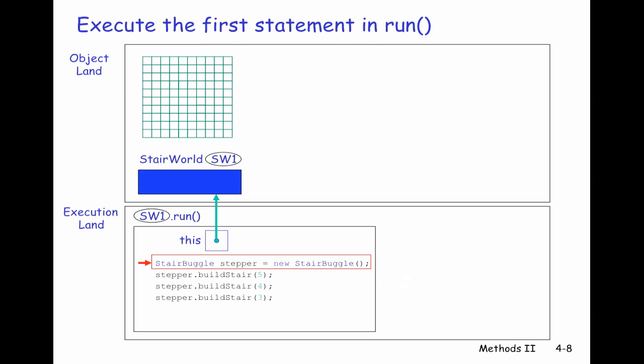So the first statement that we execute is the assignment statement, and we know from last time the assignment statement is done in three parts. The first part is allocating a variable here. So this will allocate a variable named stepper in the variable section of our execution frame. That's going to be the first step. The second step is going to be the creation of a new stair buggle in object land. And the third step is going to be stuffing that value into the variable.